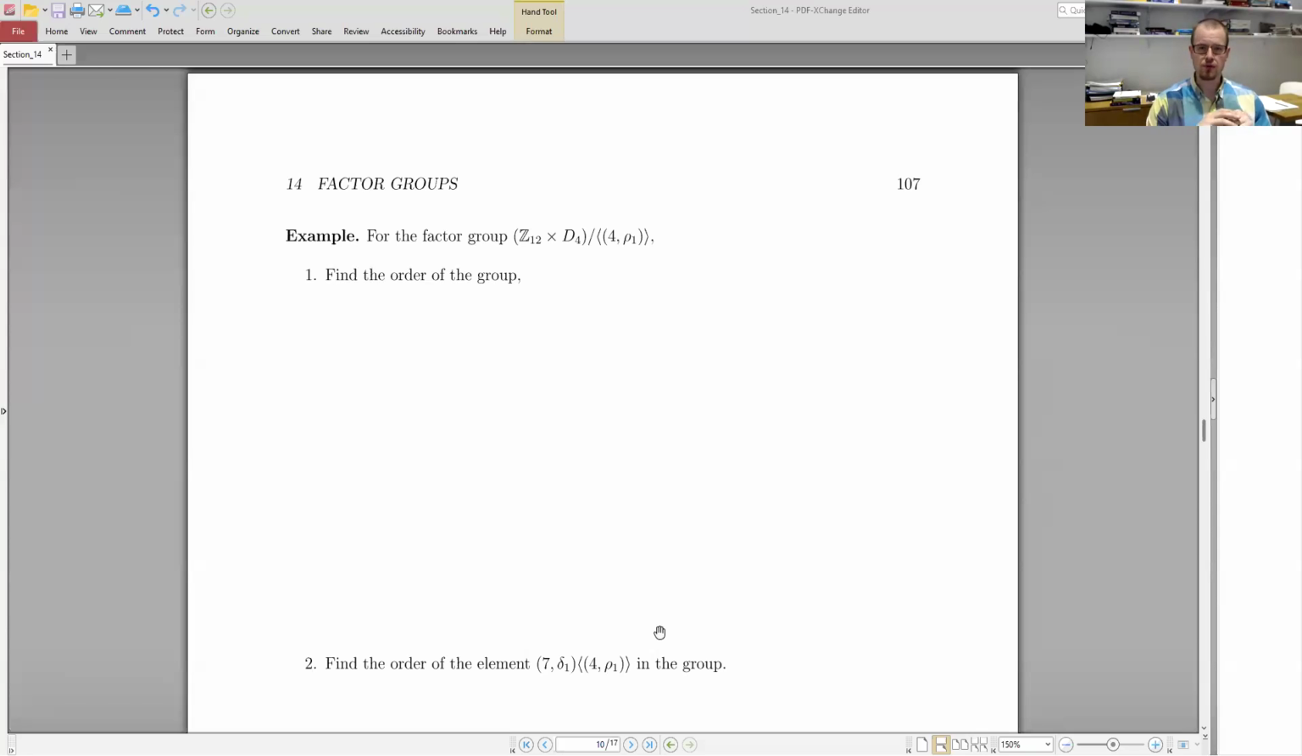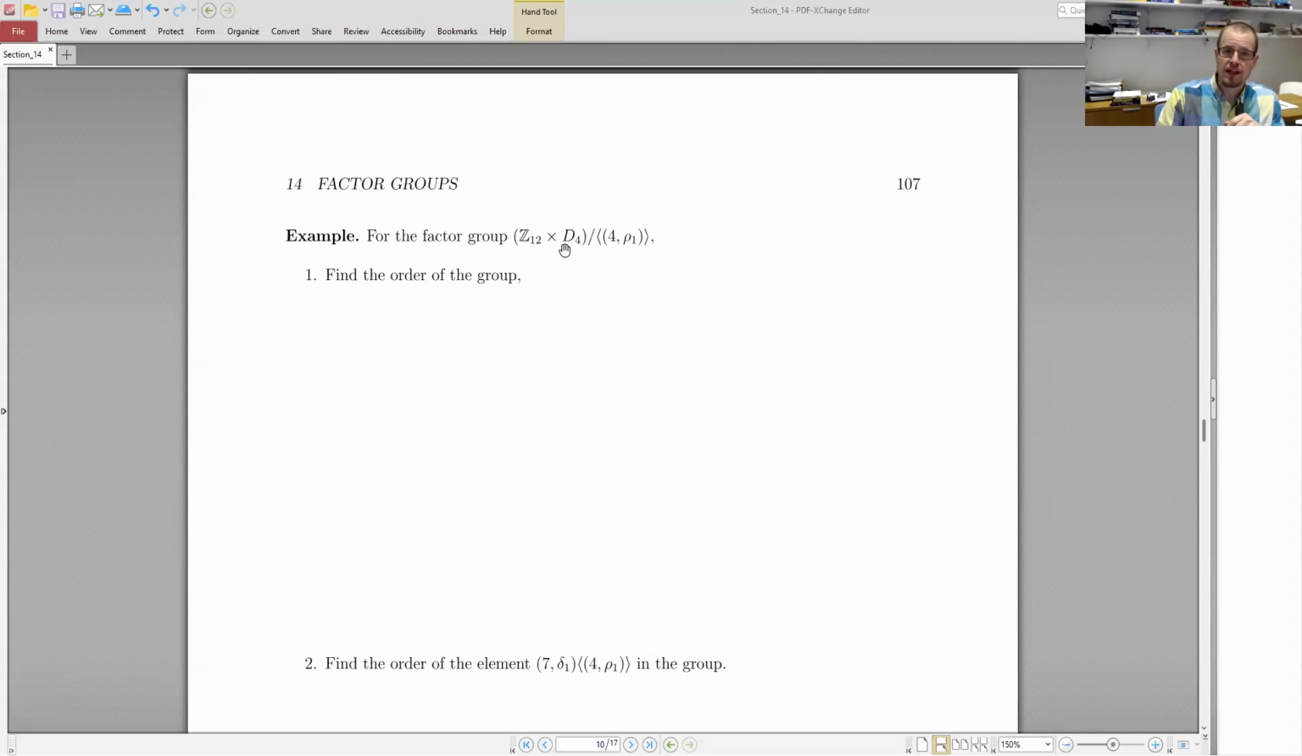Welcome to the office. We want to take a look at another example working with a quotient group here. Our goal for this example is again to find the order of the quotient group and then find the order of an element within that quotient group. What makes this example more interesting than the previous is that we're no longer working within an abelian group.